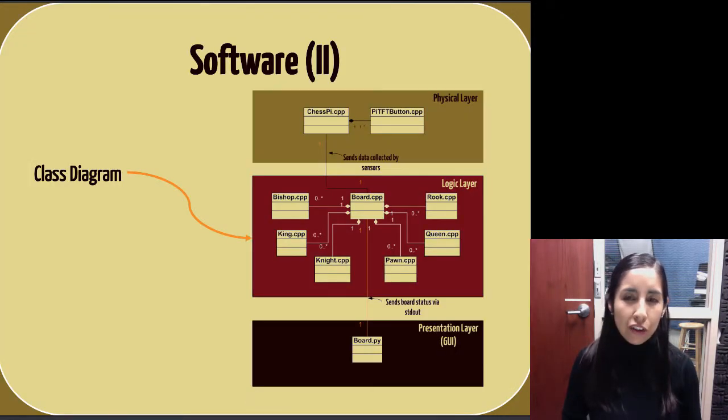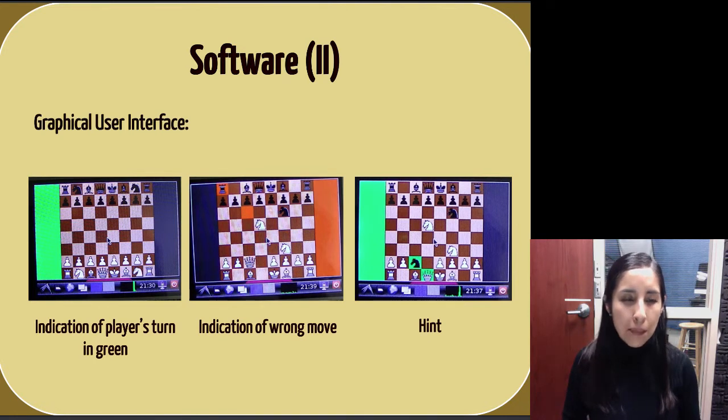The main architecture of the software consists of 3 layers. The physical layer collects the data from the actual physical chessboard. Then the logic layer determines if the moves made were valid or not, and then the presentation layer gives feedback to the user via a graphical user interface. These are the 3 main capabilities of the graphical user interface. As you can see, colors were used to indicate and to allow the user to know what's going on when he or she is playing a game of chess.